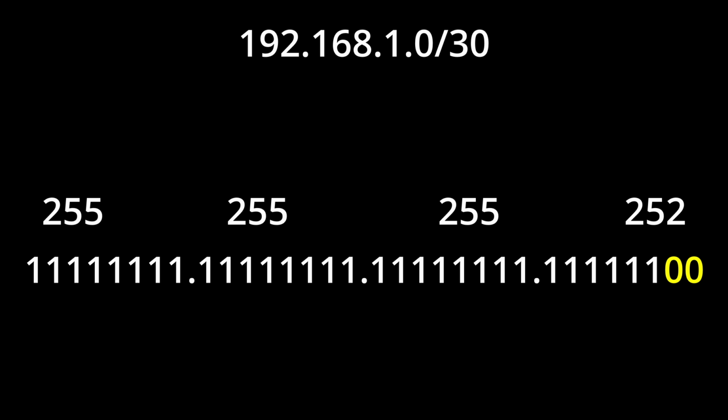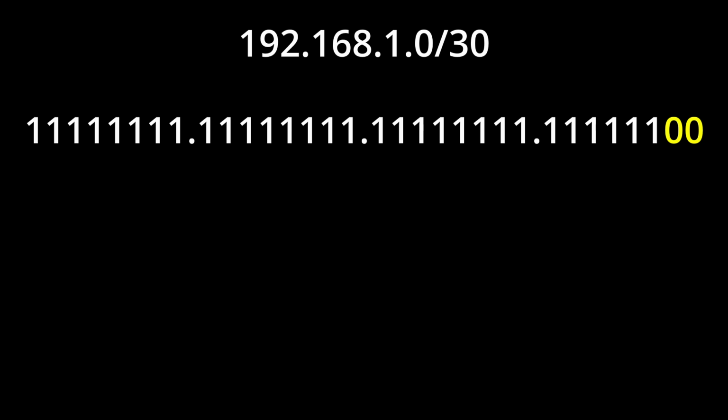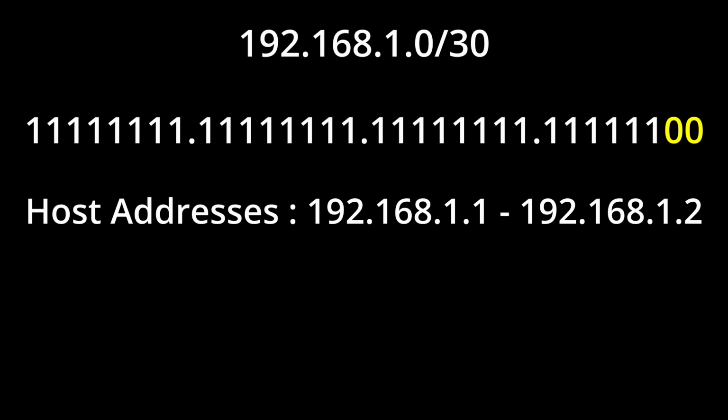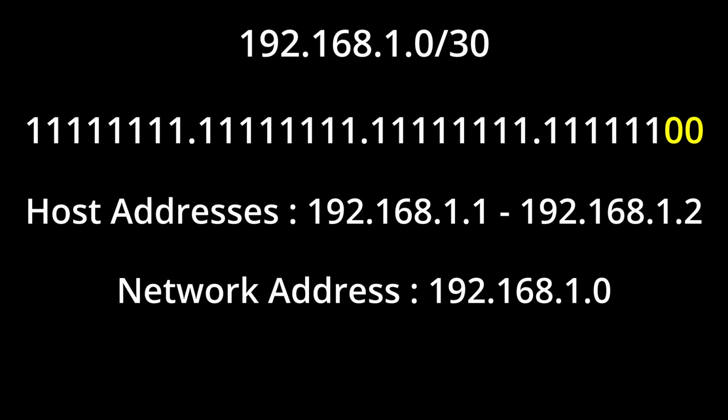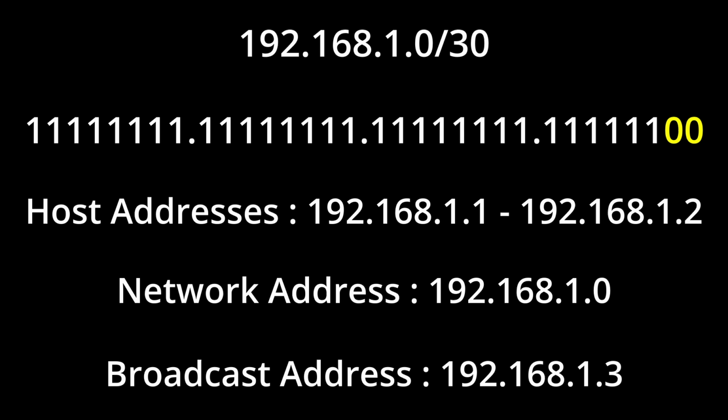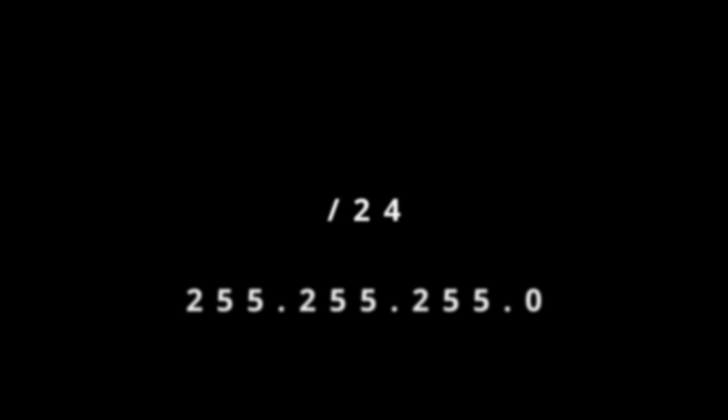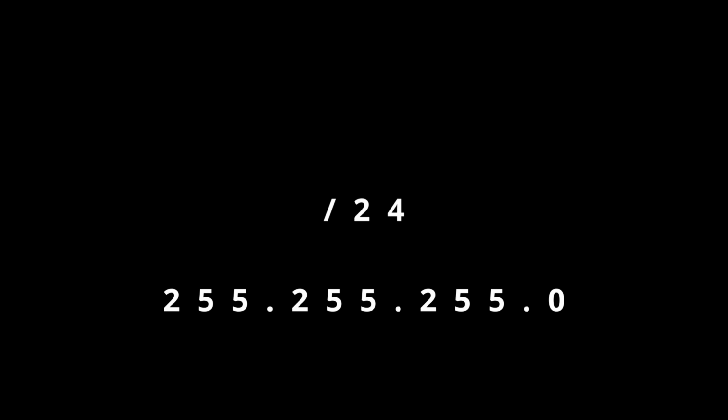So a 192.168.1.0/30 address has a 30-bit subnet mask and allows for 4 addresses on that subnet. 2 host addresses of 192.168.1.1 to 192.168.1.2, the network address of 192.168.1.0, and the broadcast address of 192.168.1.3. In a standard /24 or 255.255.255.0 subnet, the network address would be 192.168.1.0.